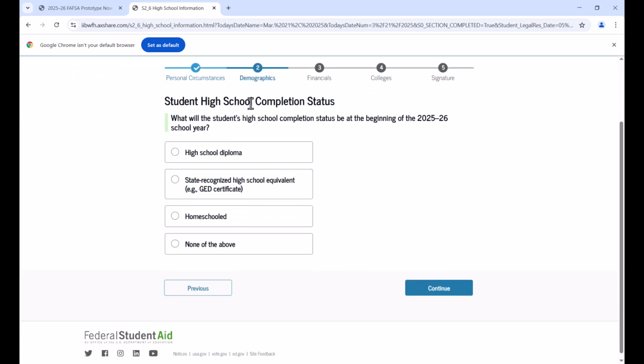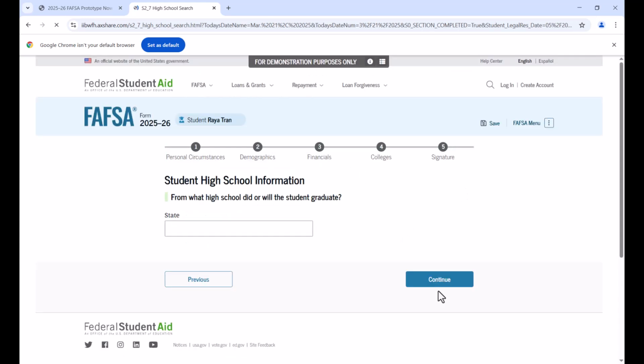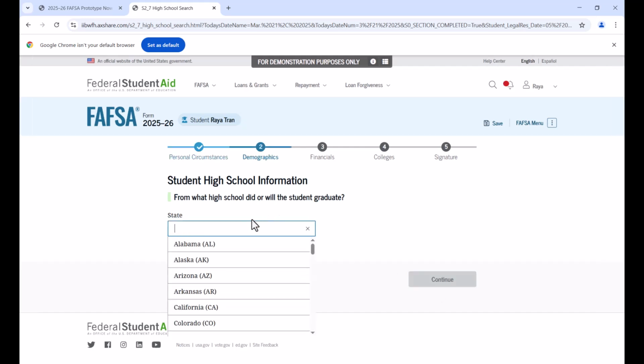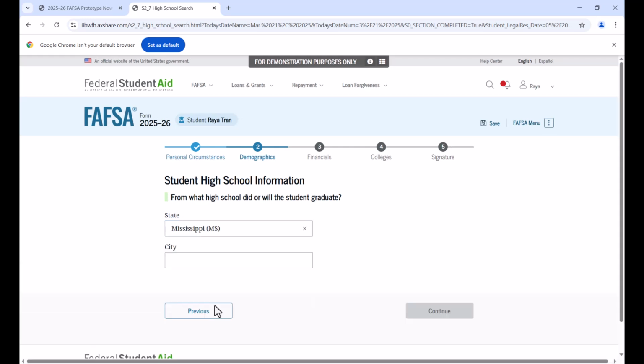Now we're entering the student high school completion status. So you will select what your high school completion status will be. And so we're going to select high school diploma and continue. And now we're going to enter the state in which your student graduated. So we're going to select Mississippi.